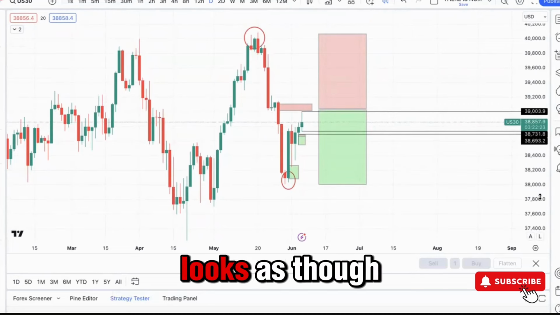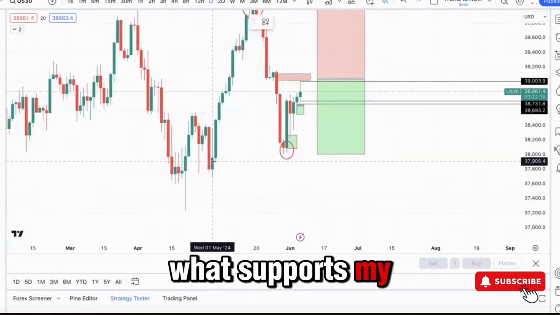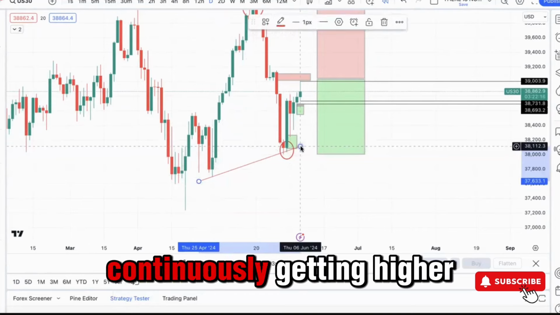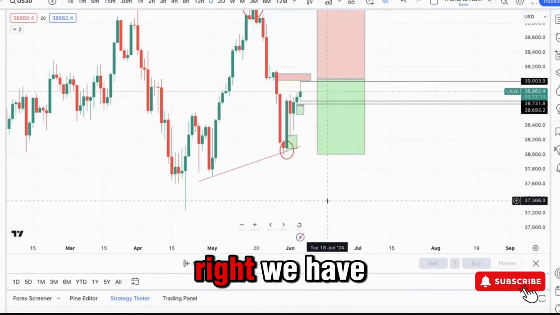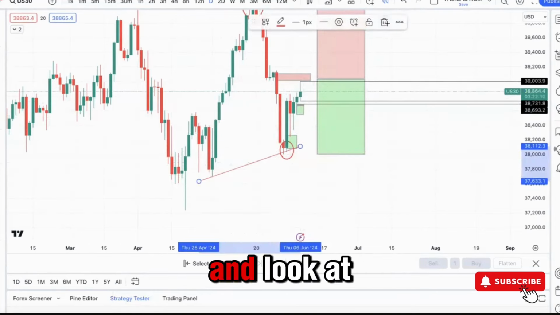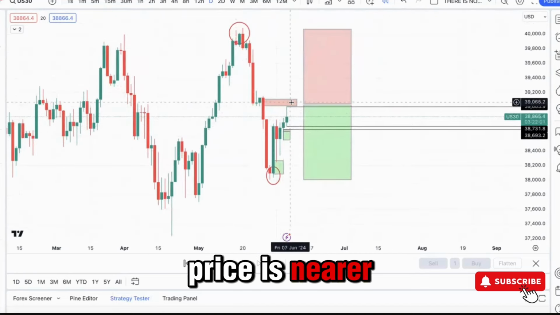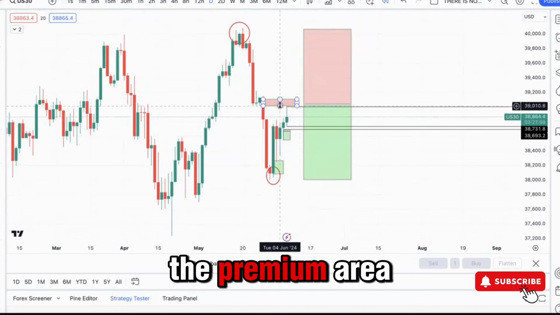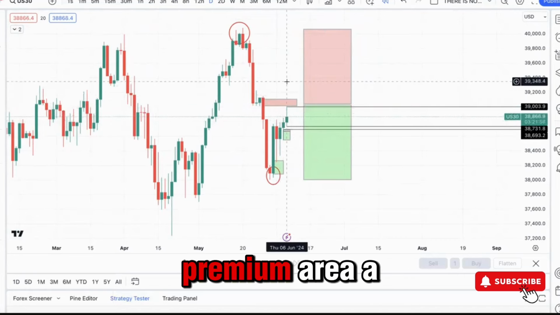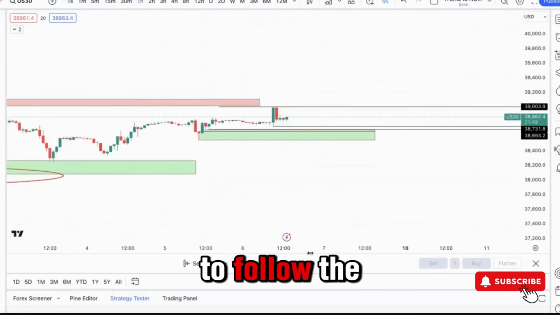So price looks as though it's continuing higher. What supports my idea is that the lows are continuously getting higher, right? We have not broken any lows as of yet. And look at these candles, the bottoms of these wicks. It looks like price is climbing down, but it pushes itself back up. So now that price is near a premium area, it hasn't quite touched it, but regardless of our bias, regardless of what we want price to do, we are still going higher. So we have to follow the rules that price is setting for us, right?